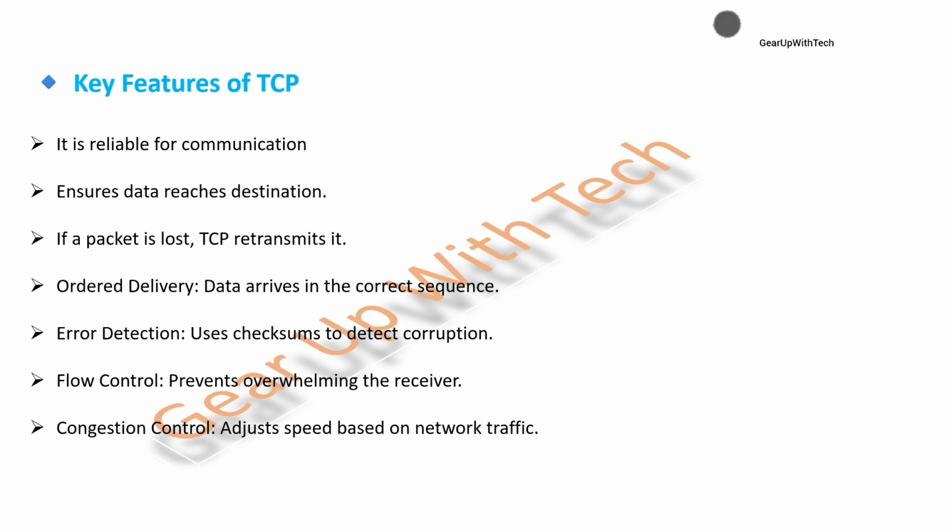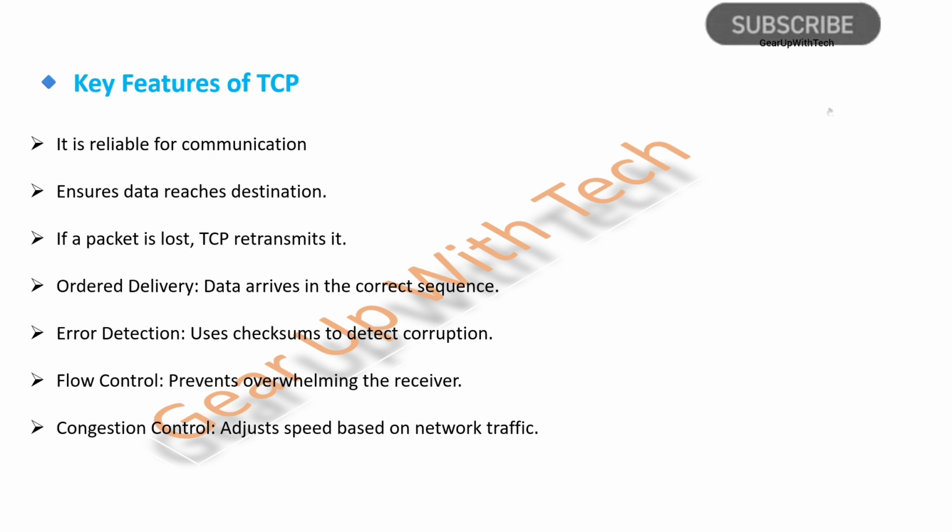So what are the key features of TCP? It is reliable for communication because it tracks all data end to end. It has acknowledgements also. That's why it is reliable. It ensures data reaches the destination. If data is not reaching the destination, it will retransmit that data. Suppose we are downloading something and any data is missing, that file is not good. To download and upload those kinds of things over the network, the TCP protocol is used so that all data reaches the destination.